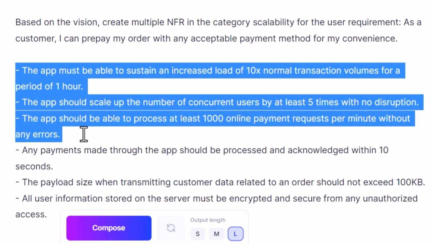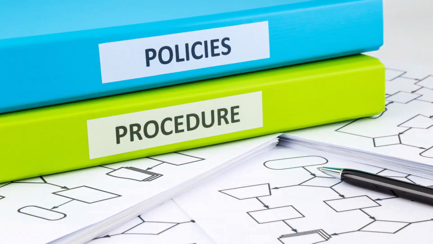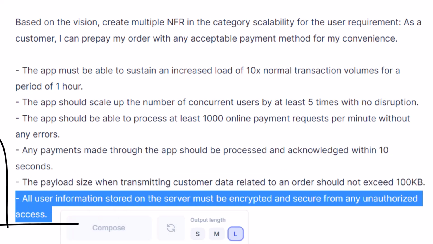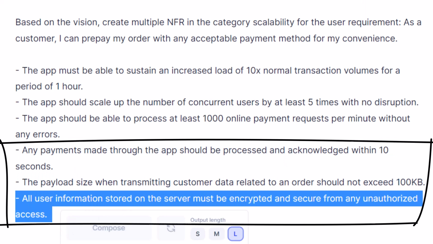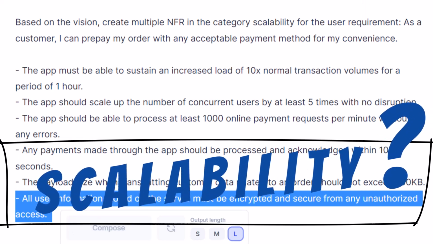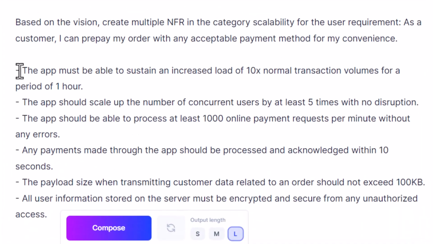I don't expect Jasper to know what my organization's rules are unless I give them to it up front in the form of a prompt. Now, the last three suggestions, they're legitimate NFR, but I don't really see them related to scalability. Nothing's wrong with that, by the way. I can always just take note of them and chat with my managers and users as to how legitimate they are for us. Well, not bad for an initial attempt.